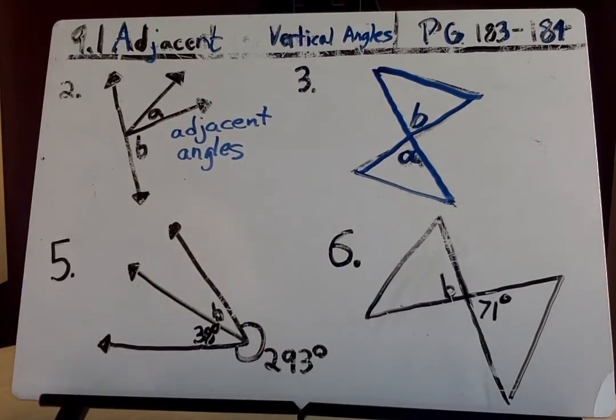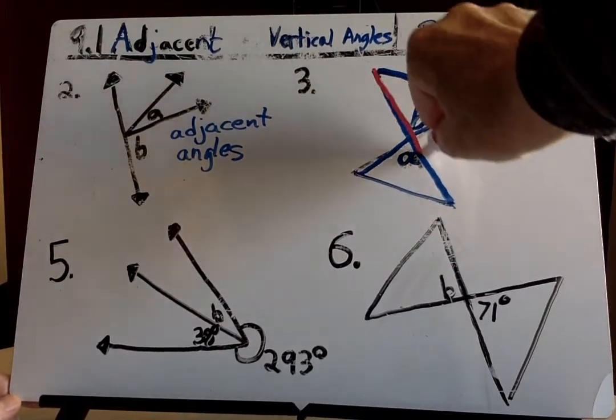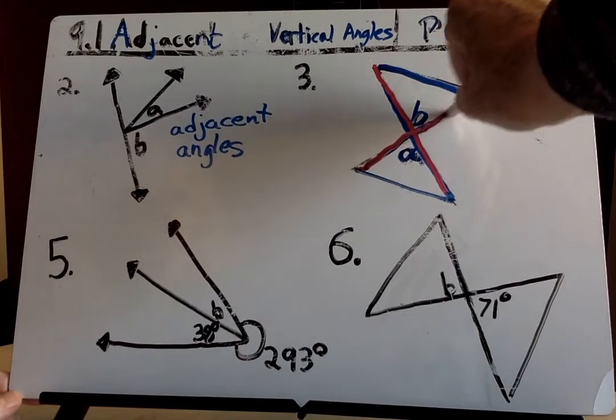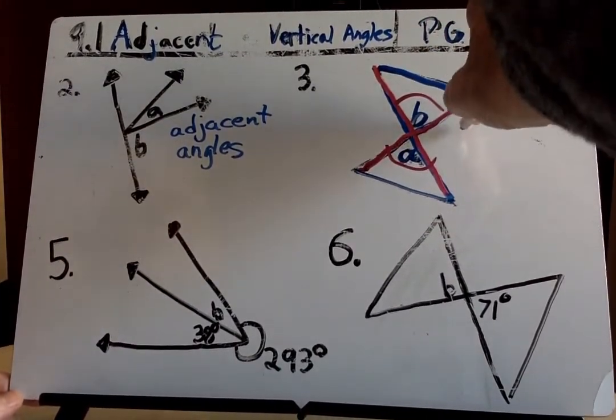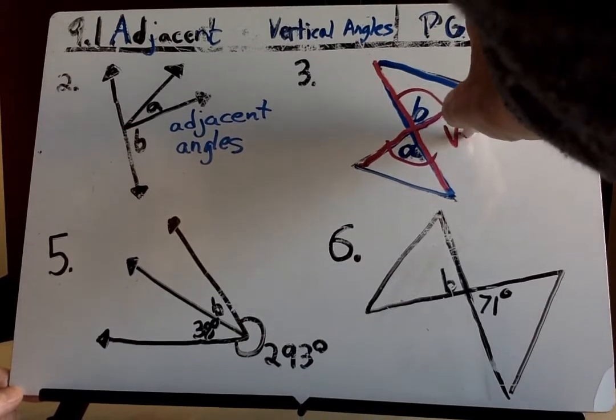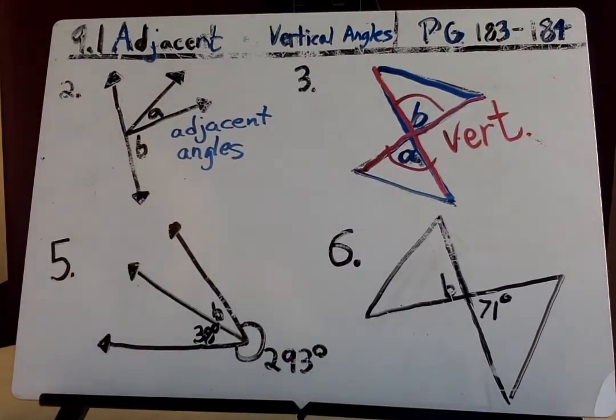Okay. Number 3, see how these are one line right here, one line right there? So they're formed by two intersecting lines. And they are congruent, so they have to be vertical. And I will let you just put vert for vertical.